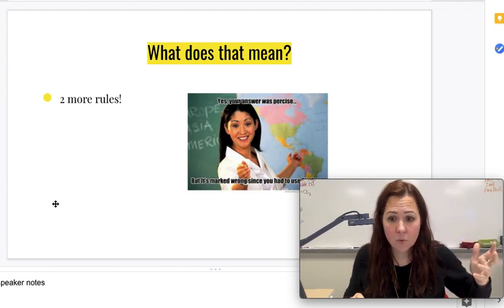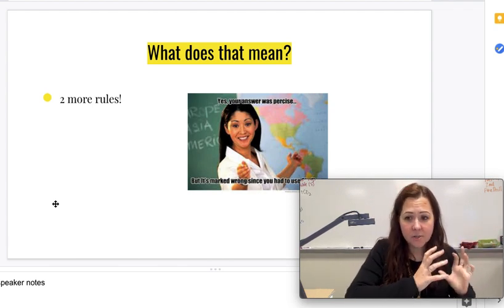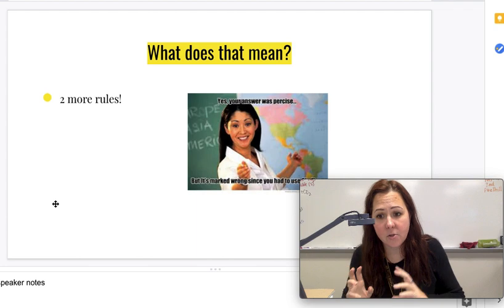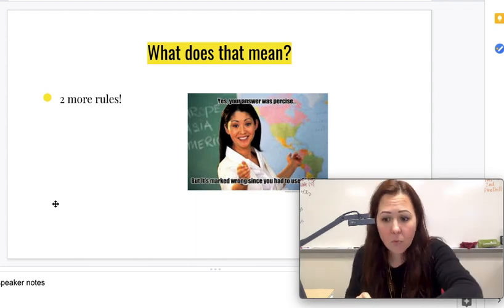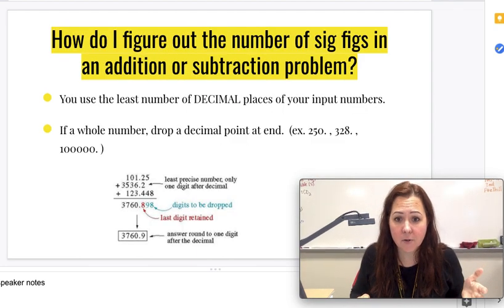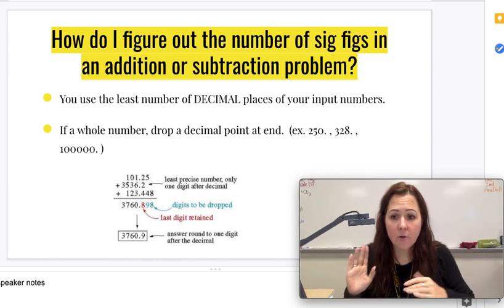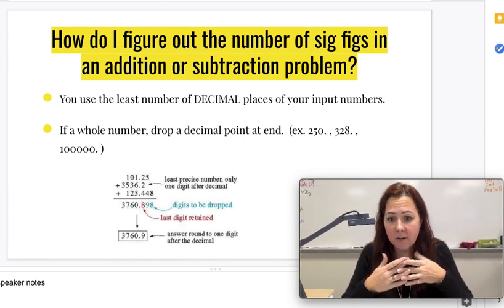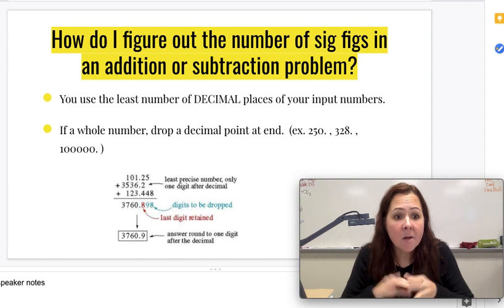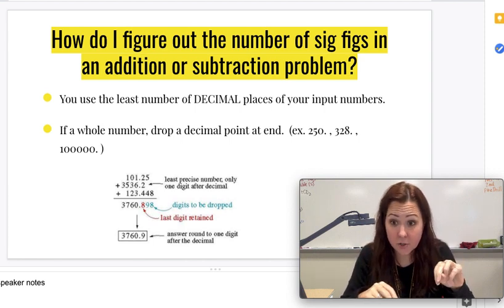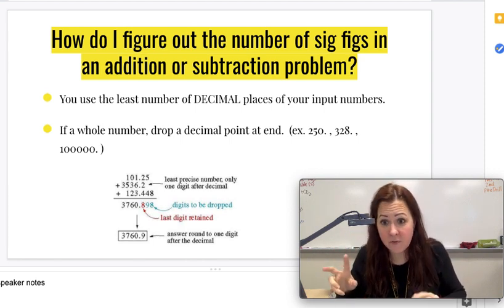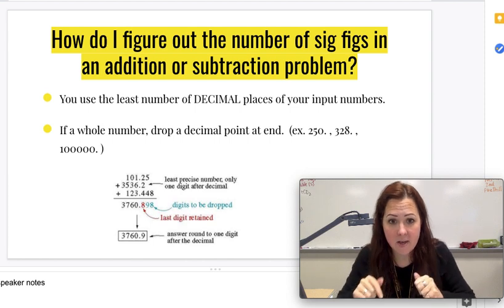So we have 2 more rules. One has to do with addition and subtraction. The other set of rules has to do with multiplication and division. We're going to go through addition and subtraction first. After we do that, we're going to do the multiplication and division, and then we're going to mix it up in another problem. So I'm going to do some examples first of addition and subtraction, then multiplication and division, and then put it all together in the very end.